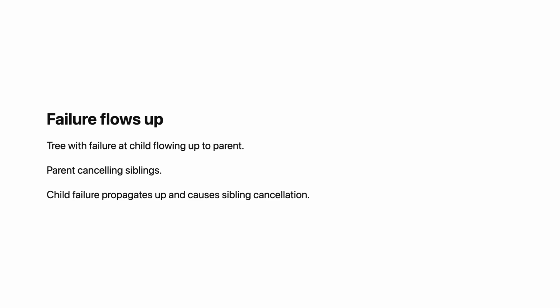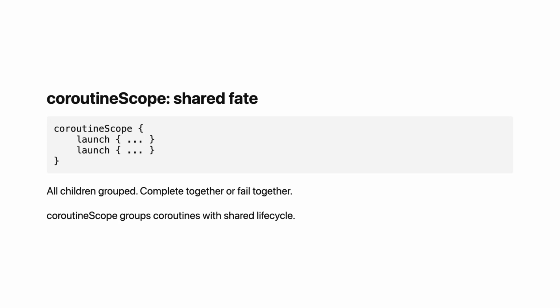coroutineScope creates a scope that follows structured concurrency. It suspends until all children complete. It propagates failures. It cancels children if cancelled. Use coroutineScope to group related operations. Launch multiple coroutines inside. They complete together or fail together.